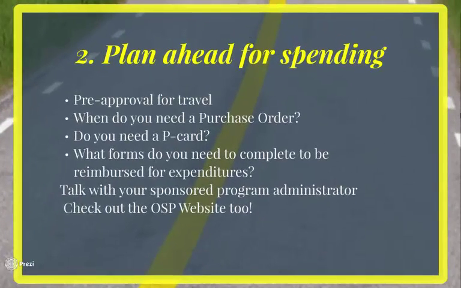Plan ahead for spending. For example, all travel requests need prior approval. Keep in mind that international travel can take up to 6 weeks to pre-approve. Using the right spending mechanism is necessary when you want to spend grant funds. You'll need to know when a purchase order is required, when to use a P-card, and what forms you'll need to complete. Your sponsored program administrator can help you figure all of this out. The OSP website has a lot of helpful information about this too.